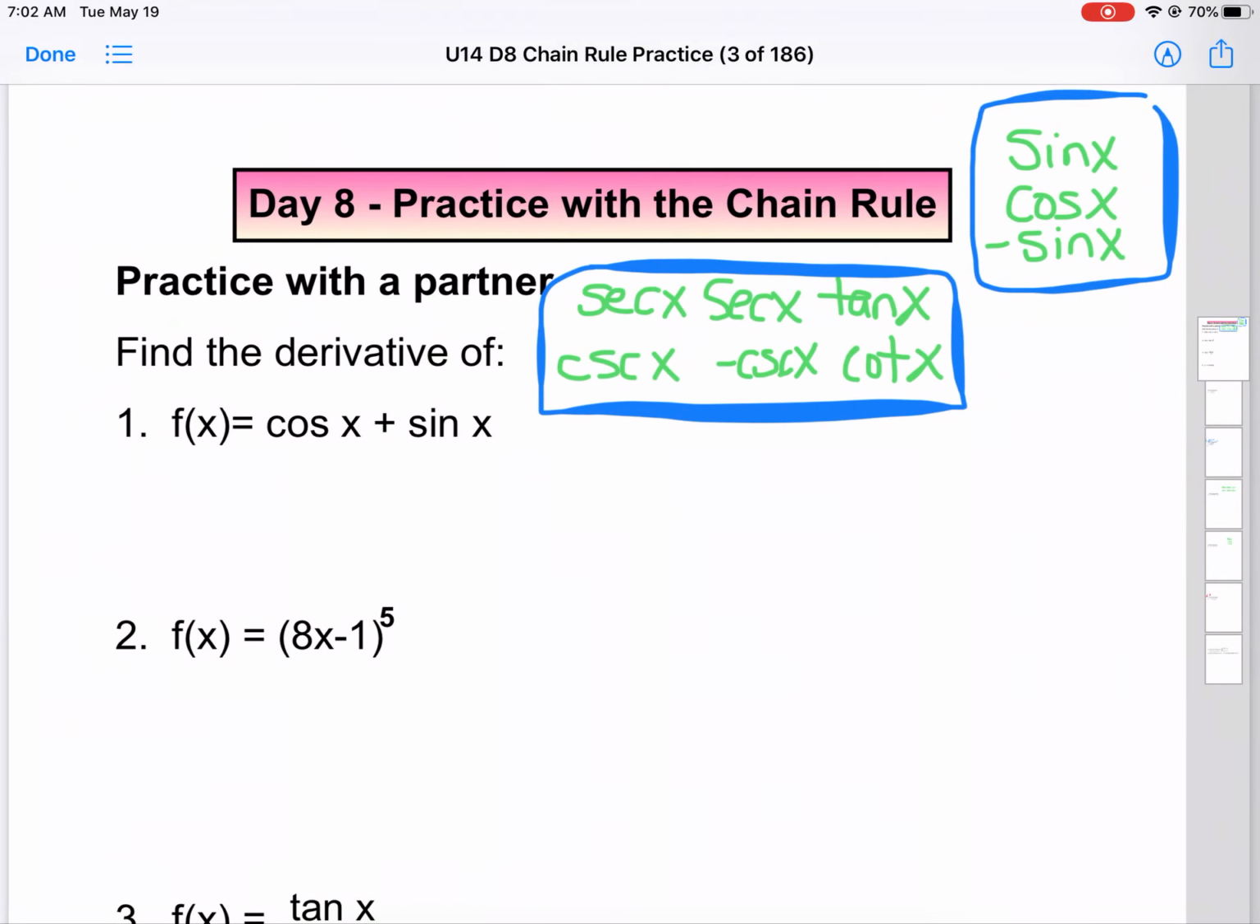Okay guys, so we got day 8, practice with chain rule. So I wrote down all of our derivative rules up there. You were supposed to do this with a partner, and the quickest people that came up, I was going to give cards and stuff, but obviously we can't do that, so we can pretend.